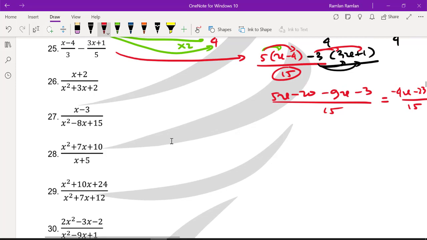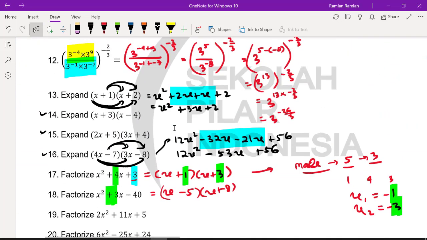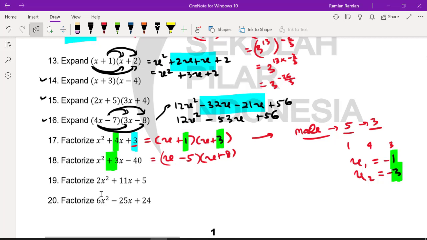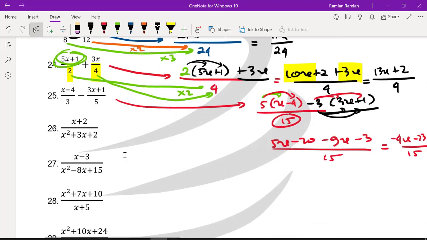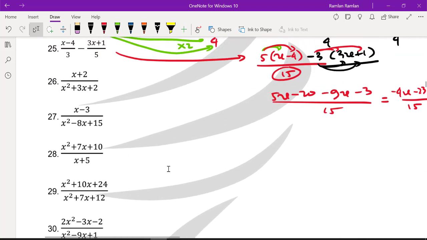So notice that what we did from number 17 until number 20, we are factoring, right? So the same thing in here. You can factorize either the numerator or the denominator or both of them, if you can do that, and then try to cancel any same factor. Not like term, any same factor.